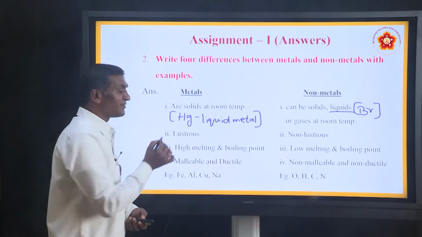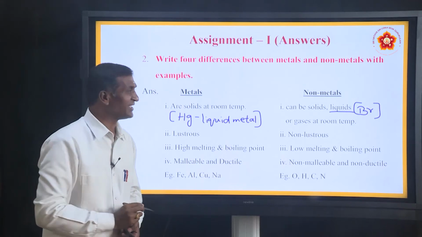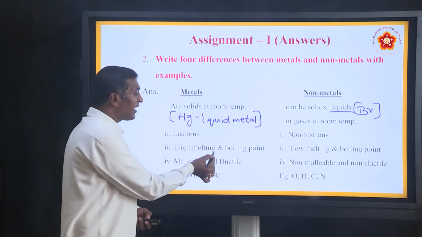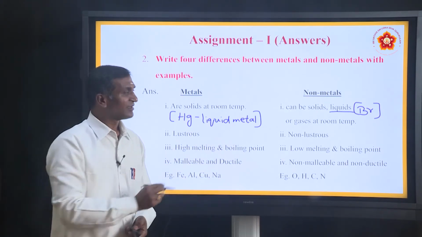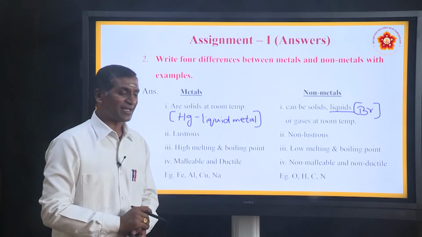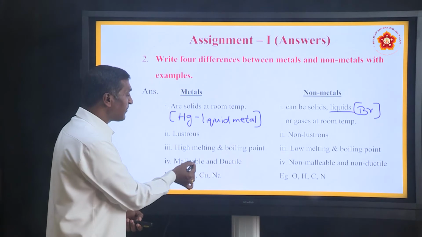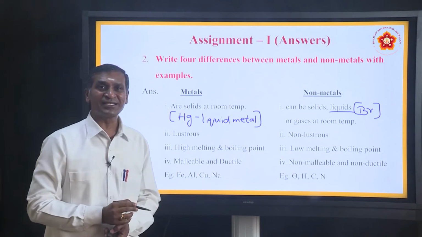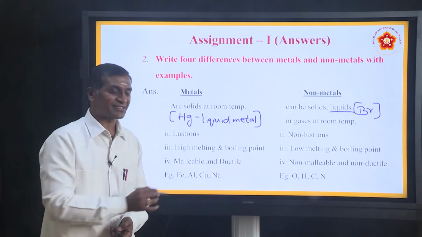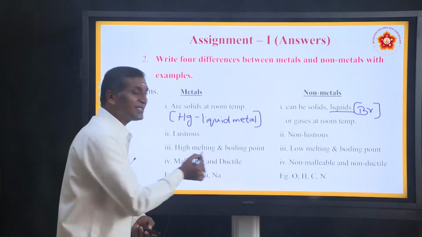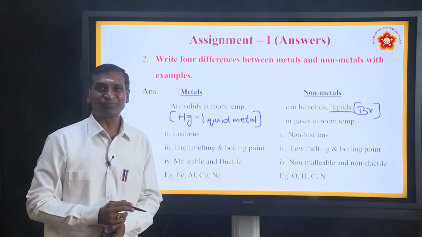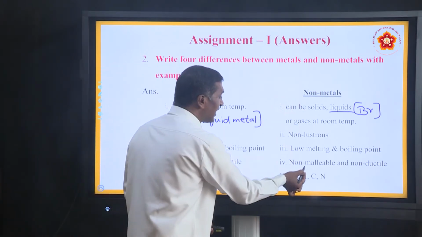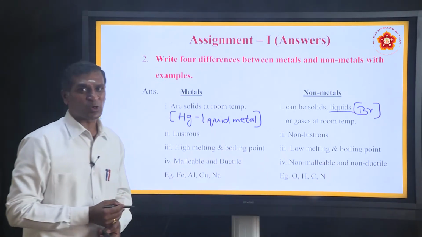Metals are lustrous, which means shining. Non-metals are non-lustrous. Metals have high melting and boiling points. The non-metals have low melting and boiling points. The metals are malleable and ductile. We came to know that malleability means metals can be beaten into sheets. Ductility, or ductile property, means metals can be drawn into wires. Whereas the non-metals are non-malleable and also non-ductile.